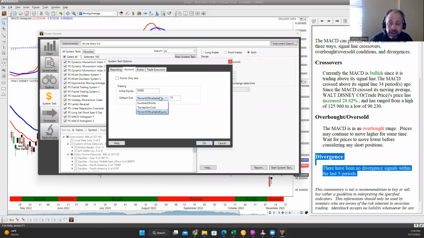And in terms of sizing, when it buys a stock, I'm going to tell it to spend half of that $10,000. So when it takes the first trade, it'll be 5,000. If the account grows to 20,000, it's going to be doing half of whatever's in that account.